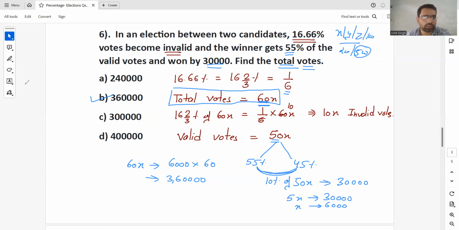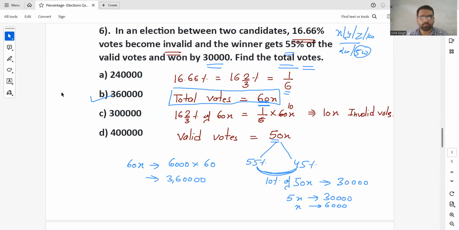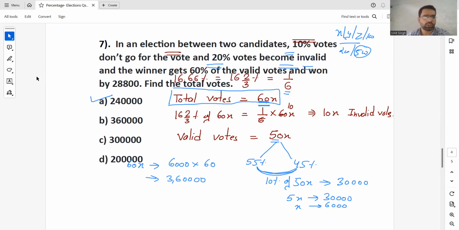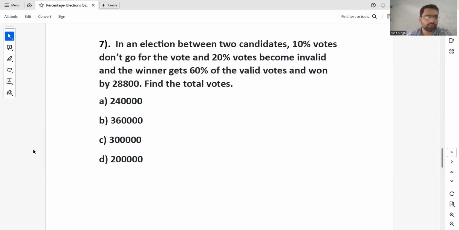Now come to the next question. Question number 7. In an election between two candidates, 10% of voters don't go for the vote, 20% of voters' votes become invalid, and the winner gets 60% of the valid votes and won by 28,800. Find the total votes.